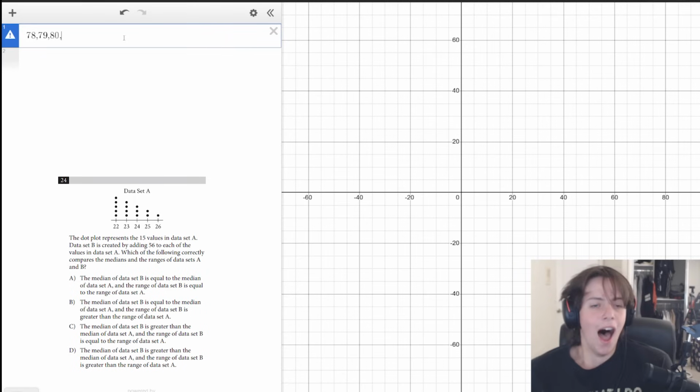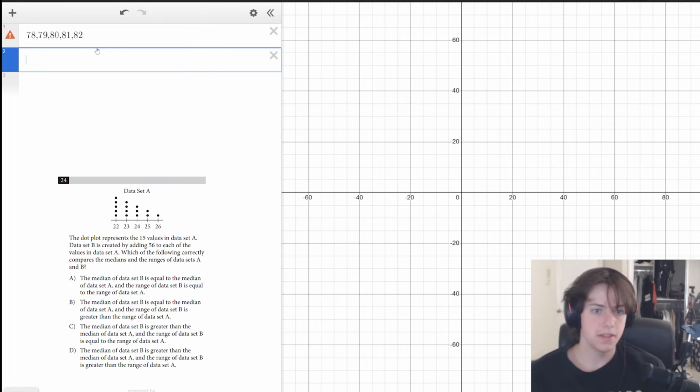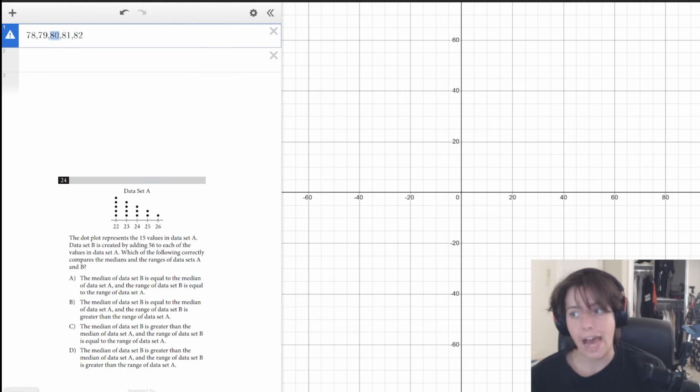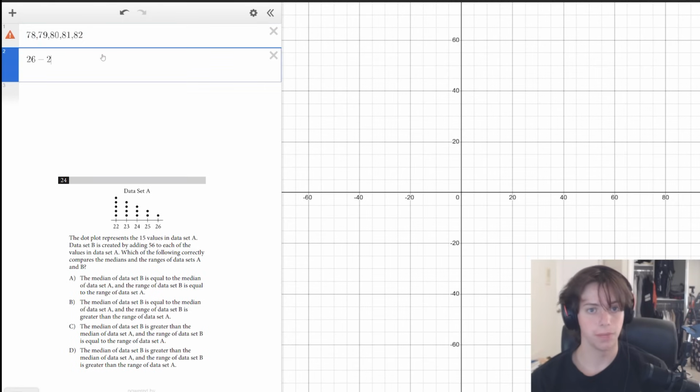And what this means for us is that the median will change, because we're going to add 56 to the median, essentially. However, a range is just the highest value of the set minus the lowest value of the set. It's the range between the highest and the lowest. And the range originally was 26 minus 22, right, which is 4. And our range now is 82 minus 78, which is 4. So obviously our range will stay the same and our median will change. So our answer is C. The median will change, and it will be greater, and the range will be equal.